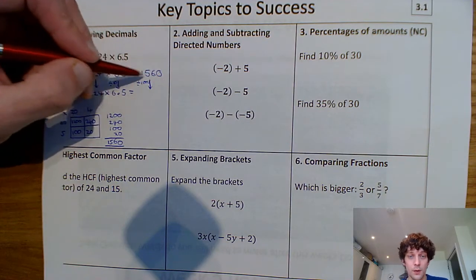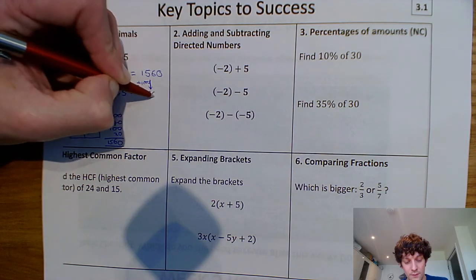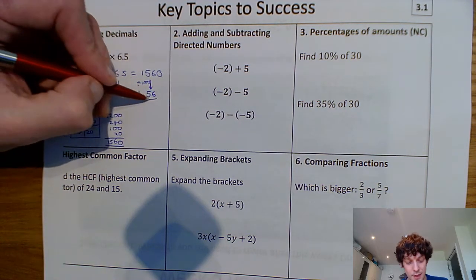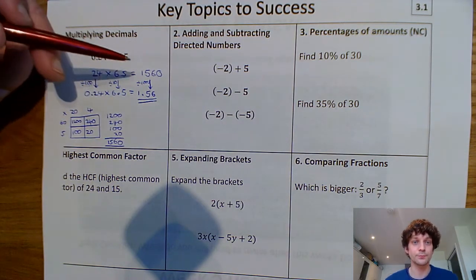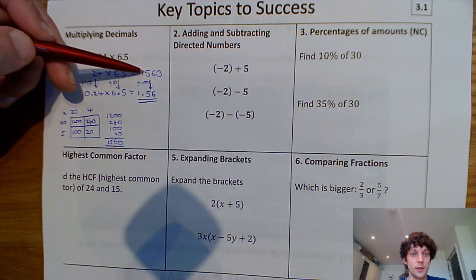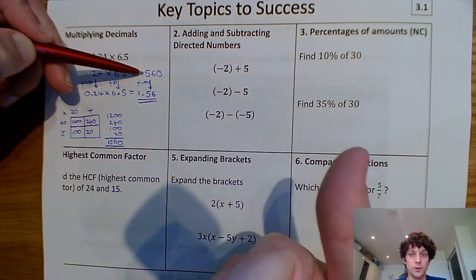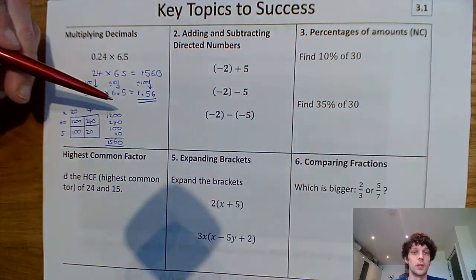So 1,560 would be 1.56. You could put 1.560, but we don't need that last zero, and that's just a placeholder. Okay, I know that it's 1.56 because dividing by 1,000 means I move 3 places to the right. So from 1,000 to 100 to 10 to 1.